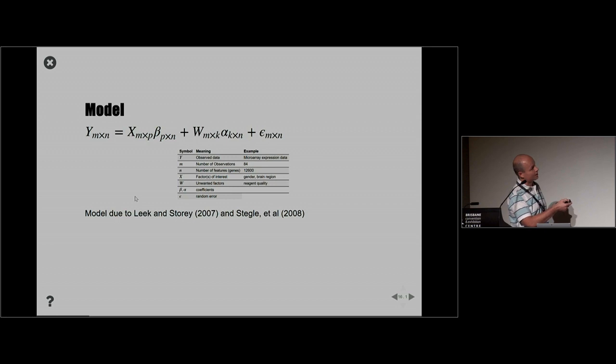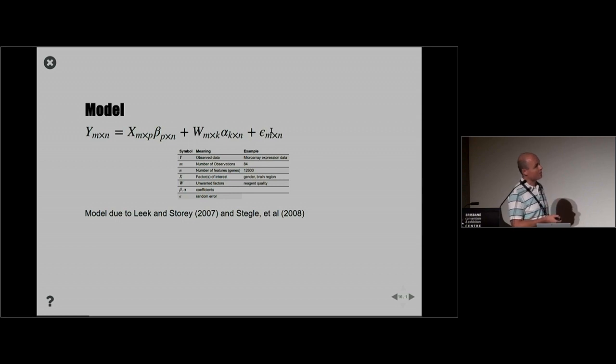W is the unwanted factors. This will correspond to things like batch, but also things that might be varying within batch, such as changes in temperature, changes in the composition of the atmosphere, many various things that can affect the gene expression data that are not of interest. Alpha is the coefficients, and then we also have just a plain pure random error term.